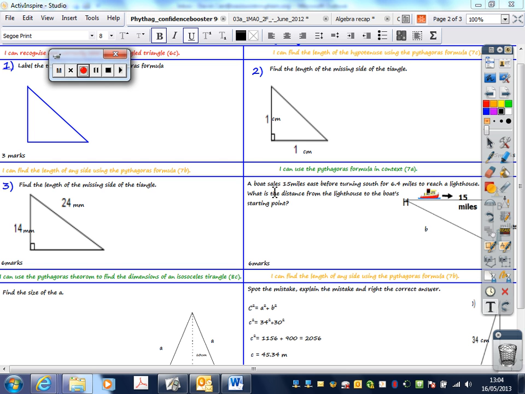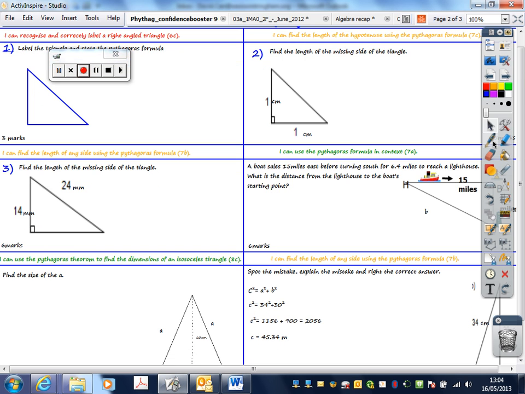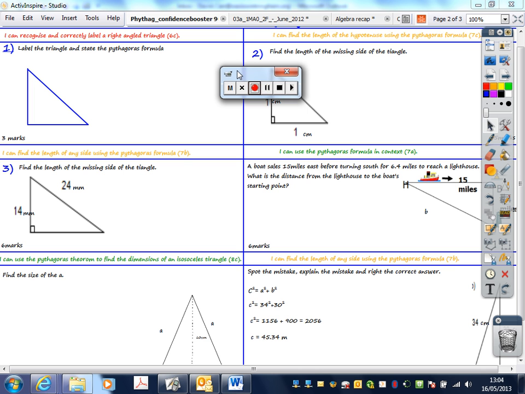Okay, first question is an easy one. It's just labelling. Question says, label the triangle and state the Pythagoras' formula. Pythagoras' formula... Gabriel, what's the Pythagoras' formula? C squared equals A squared plus B squared.